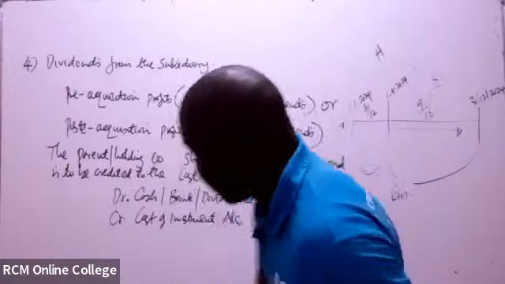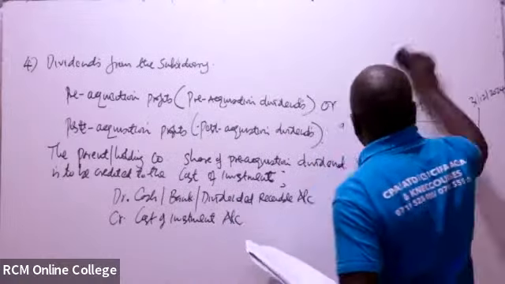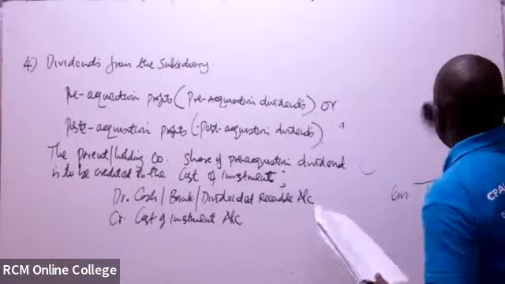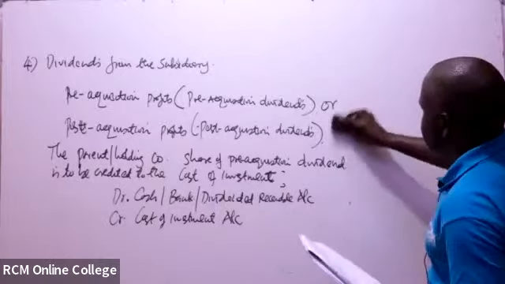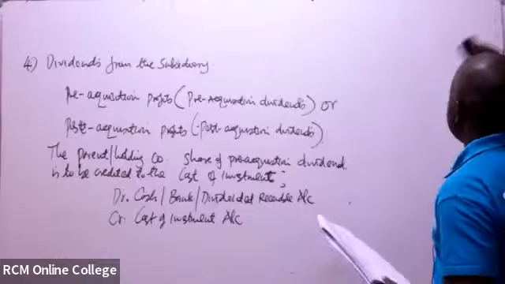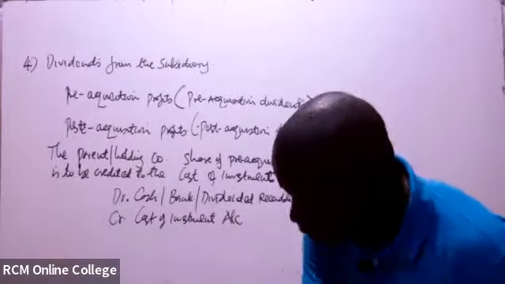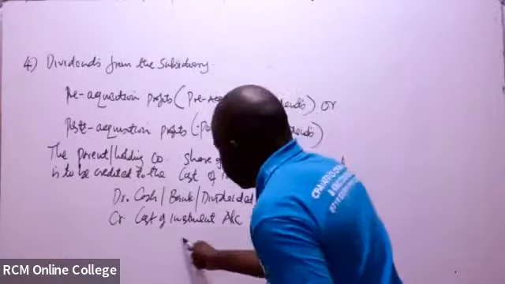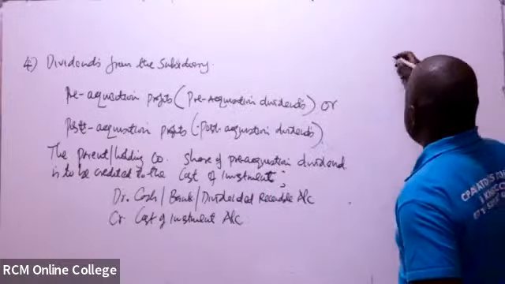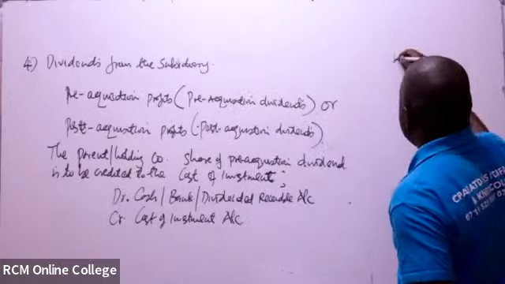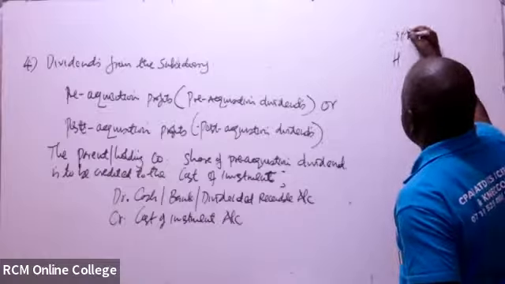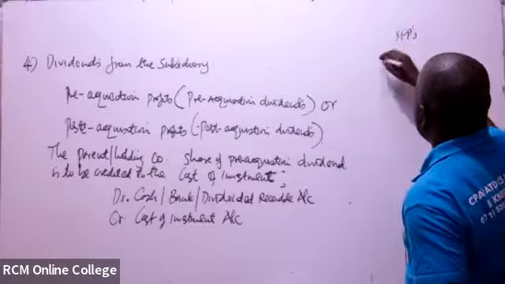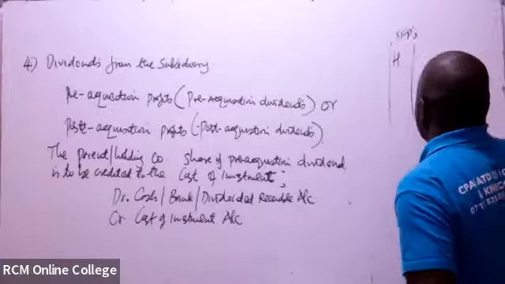There'll be something you'll likely be given, so you'll see something like this in what you'll be presented with. This cost of investment will likely appear. So you'll see, in this case, the accounts for the holding company, in fact, it will likely be the statements of financial position for the two companies. You'll see something like this in the question.